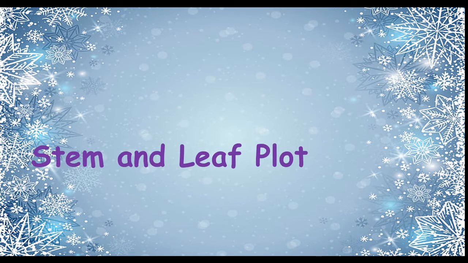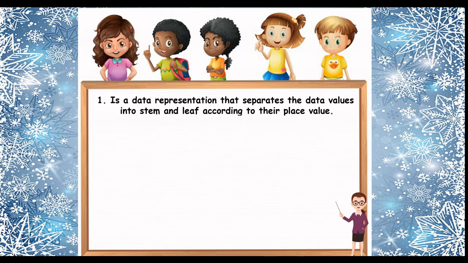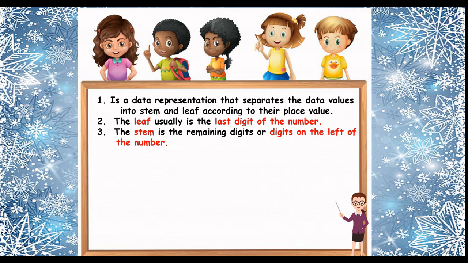Okay, so now we move to our last graphical data, which we call a stem and leaf plot. A stem and leaf plot is a data representation that separates the data value into the stem and leaf according to their place value. The leaf usually is the last digit of the number, and the stem is the remaining digits, or the digits on the left of the number. So the plot retains the original data value.